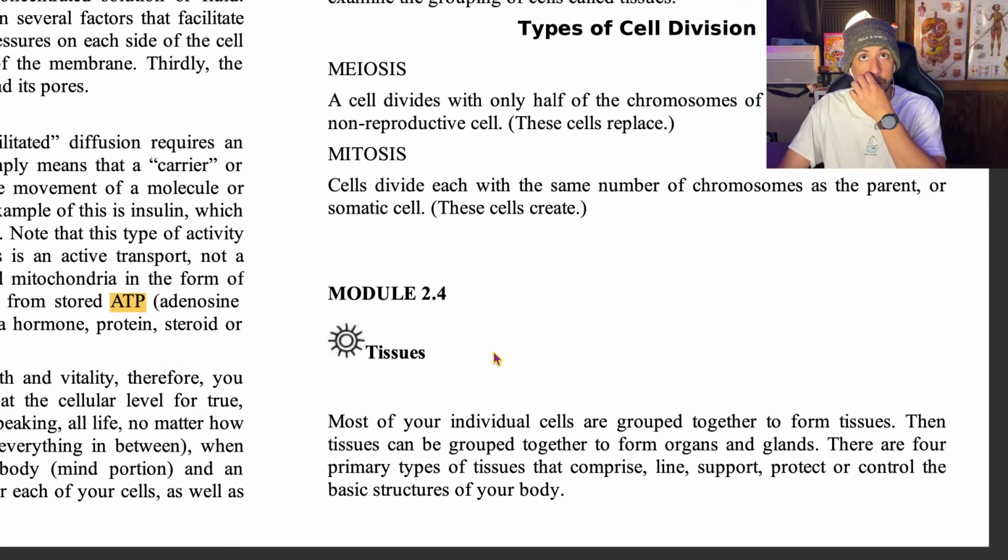All right, so module 2.4, tissues. Most of your individual cells are grouped together to form tissues. Then tissues can be grouped together to form organs and glands. There are 4 primary types of tissues that comprise, line, support, protect, or control the basic structures of your body.